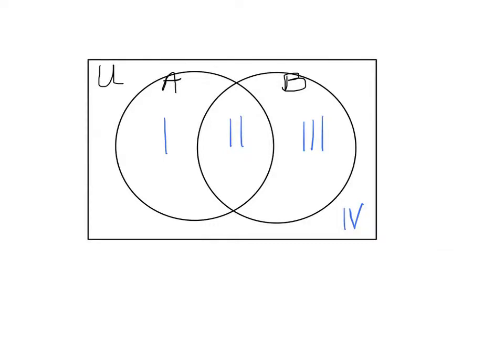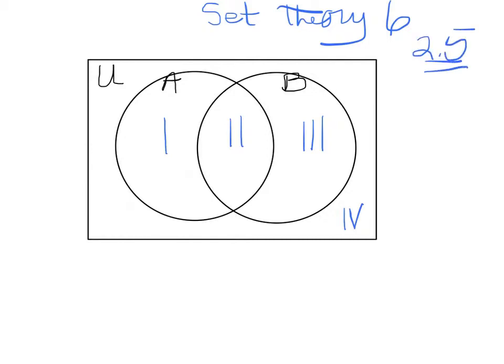So, welcome to Set Theory 6, I believe. And we are working on the final section in the textbook, which is section 2.5. And it's really about survey problems and how you can take surveys and do some set diagrams with them. And so there are a couple of things that happen.